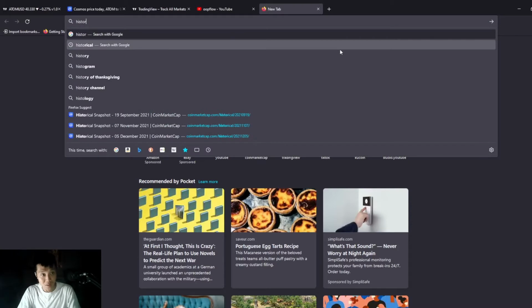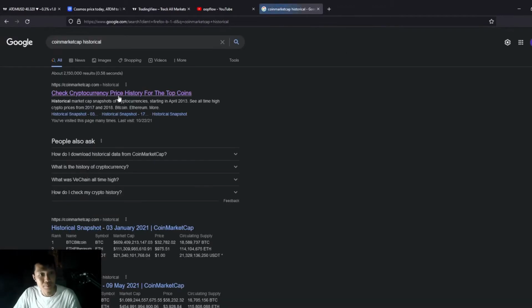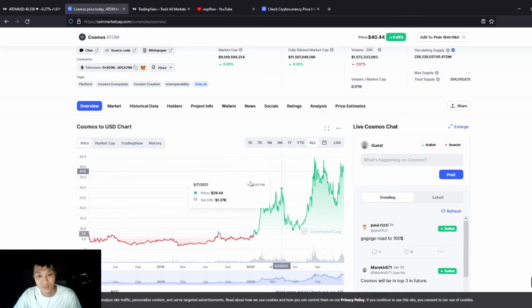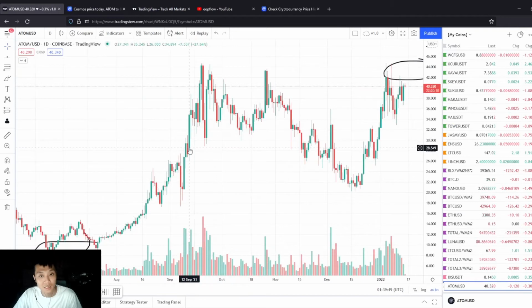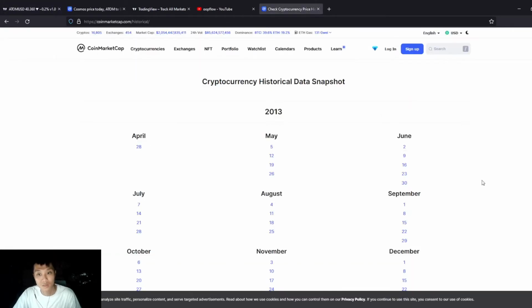If we go to coinmarketcap historical, and see when Atom's last high was, if we take a look at this chart, the market cap, we notice that this high was this peak right here, around September the 18th. Let's double check that against the daily on this one. It looks like September the 19th, September the 20th. So we go ahead and look at September the 19th.